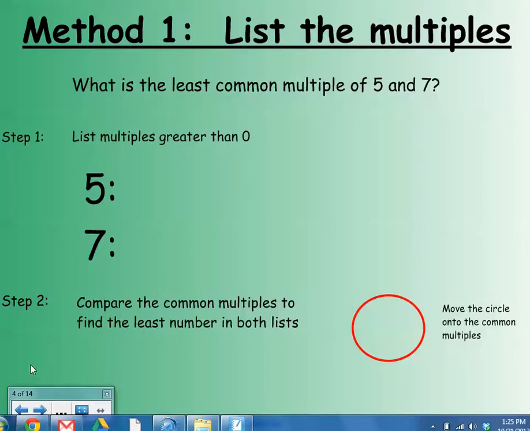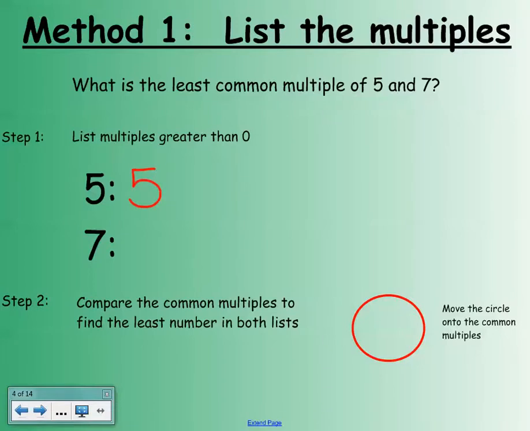So when I look at 5, I need to think about, well, what are the multiples of 5? Well, 5 times 1 is 5. 5 times 2 is 10. 5 times 3 is 15. 5 times 4 is 20. 5 times 5 is 25.